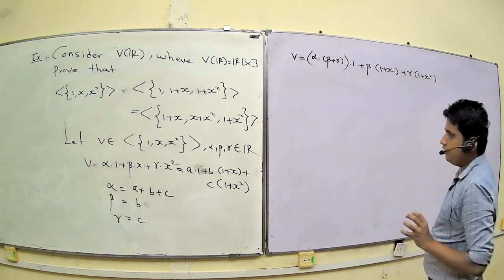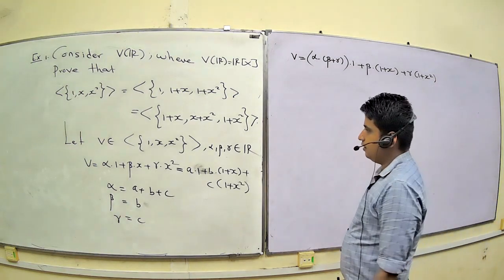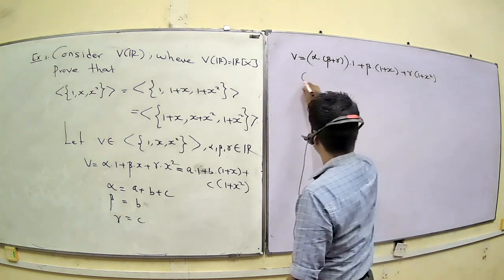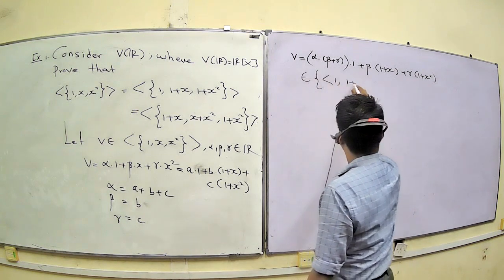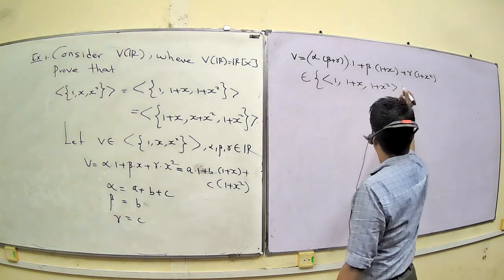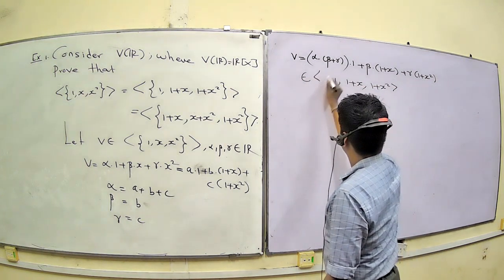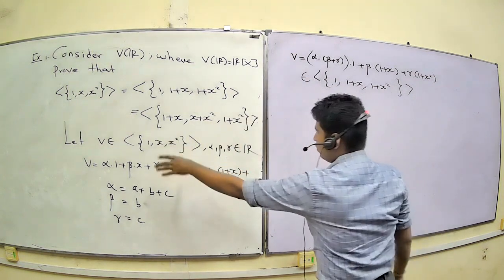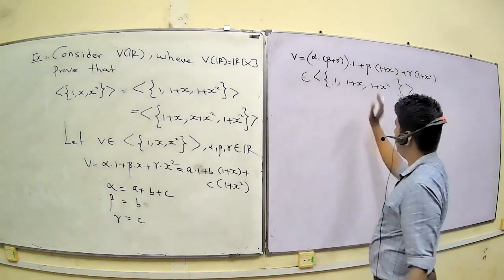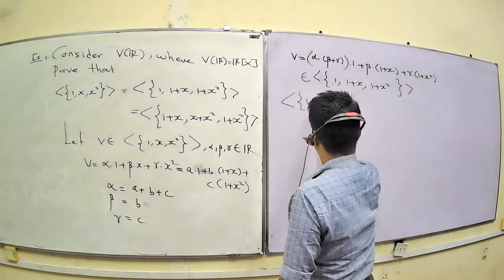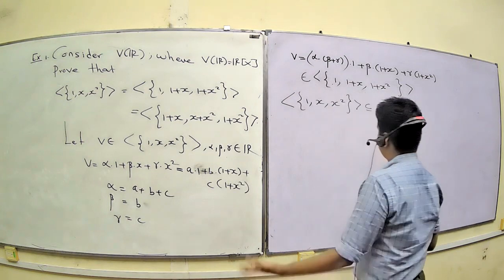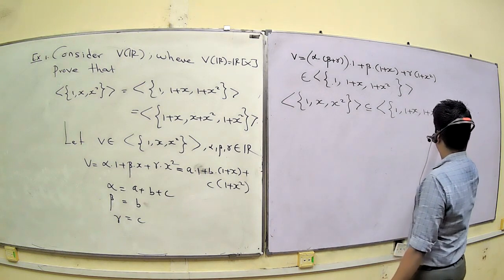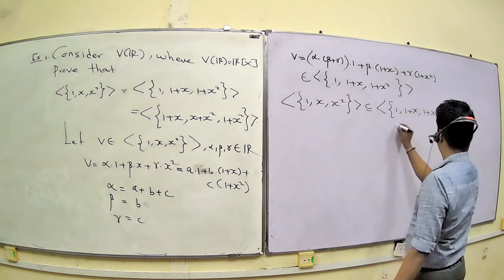Now we write the B vector as a linear combination of these vectors: 1, 1 plus x, 1 plus x squared. Therefore, this belongs to the span of {1, 1 plus x, 1 plus x squared}. So this B belongs to this set. Now you have proved it. Therefore, the span of {1, x, x squared} is a subset of the span of {1, 1 plus x, 1 plus x squared}. Okay, it is the first part.